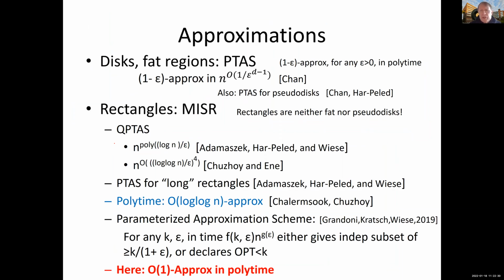So a lot of work has been devoted to approximation algorithms for geometric instances. If the objects are disks, or more generally so-called fat regions, there's a PTAS known. Here we're talking about rectangles, where there's a QPTAS, quasi-polynomial time approximation scheme, but the best polynomial time algorithm has a log n approximation until this paper. So here we're focusing on getting a constant factor approximation that runs in polynomial time.